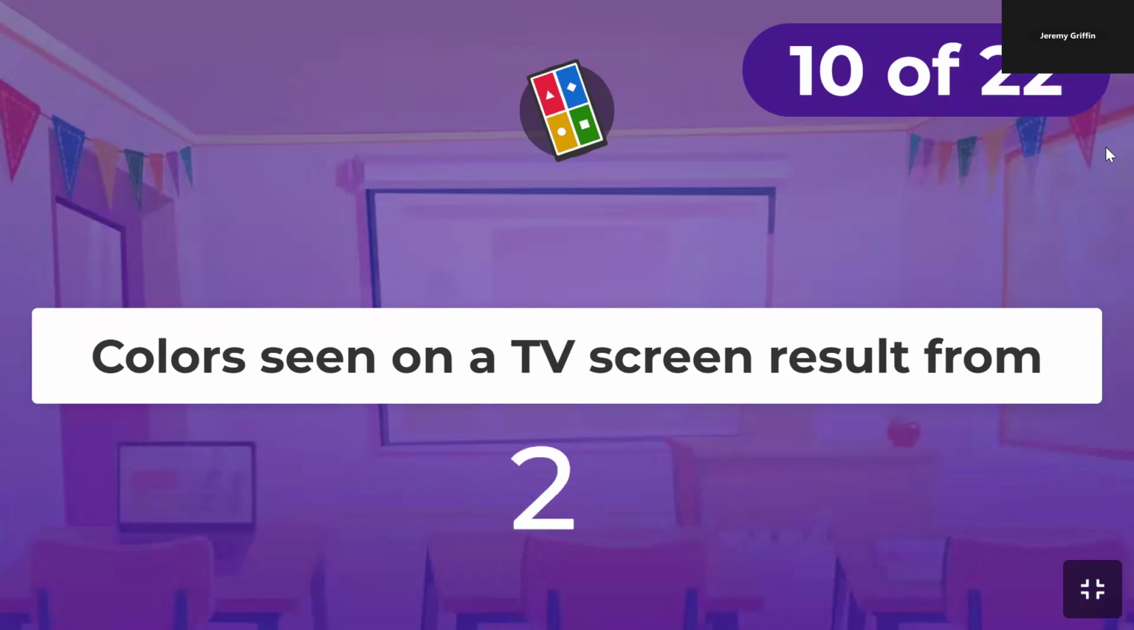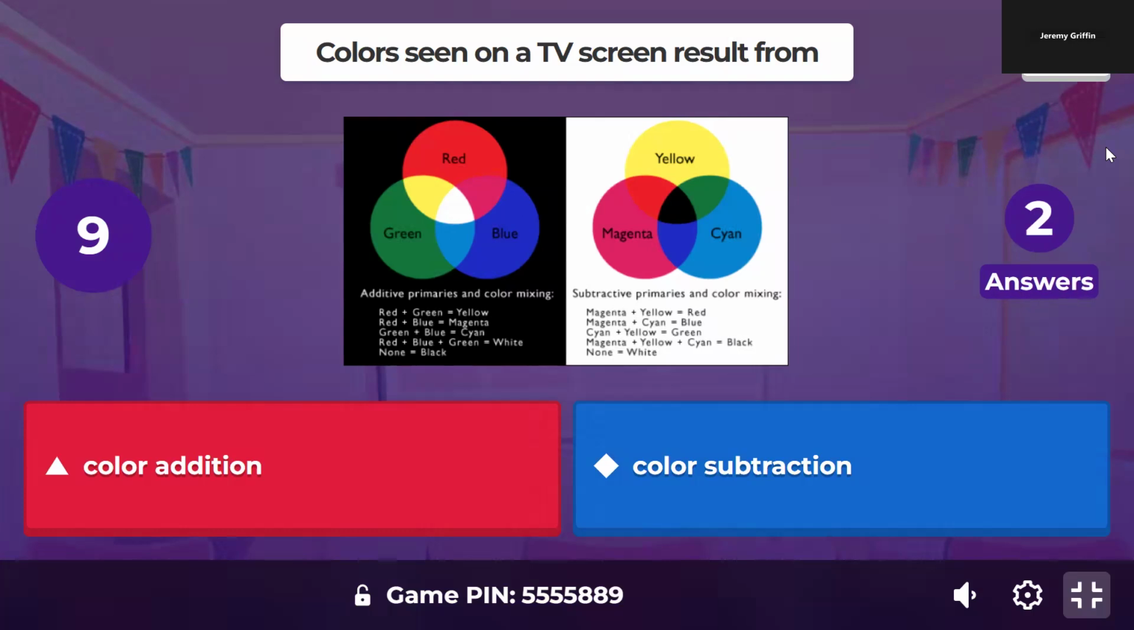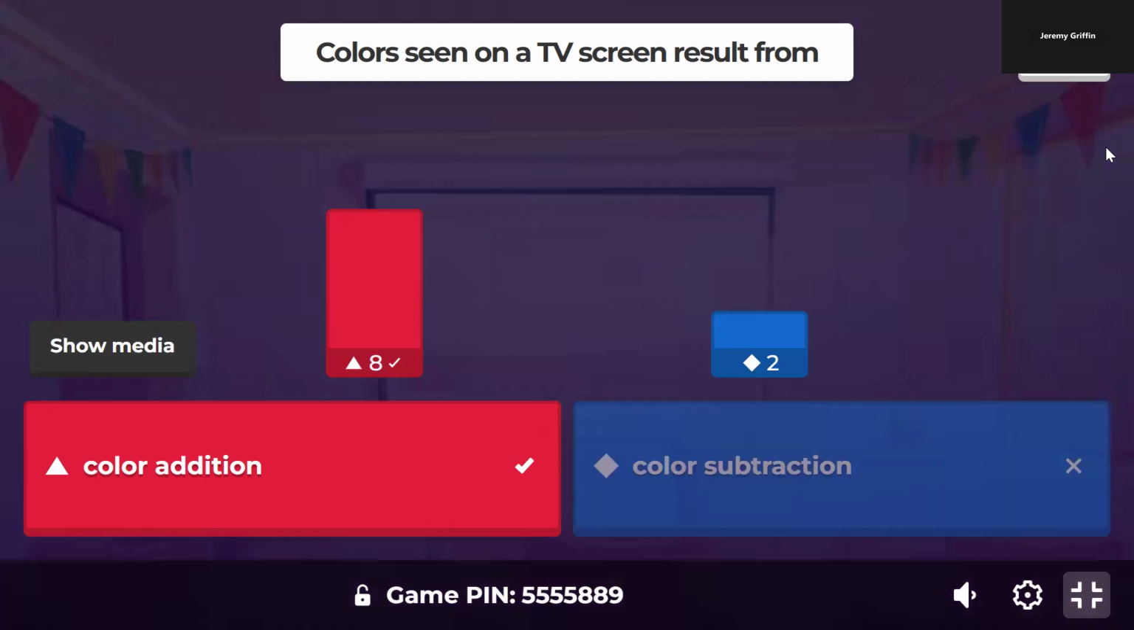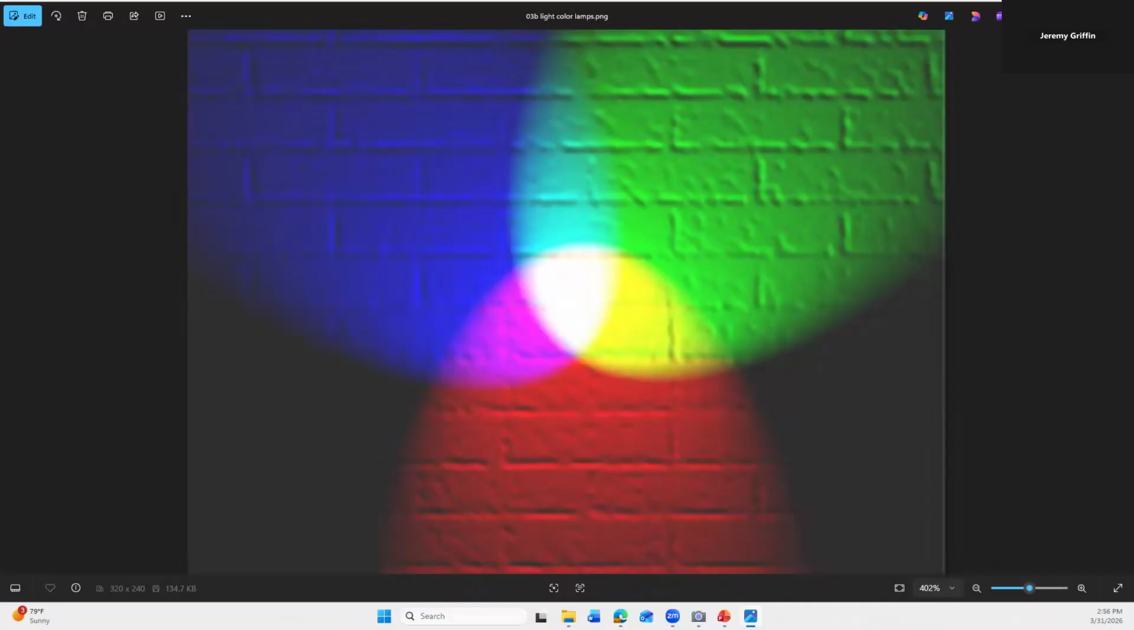Colors on a TV screen. Yeah, color addition. The more colors you add in, the closer it gets to white light. That's something that Isaac Newton figured out. If you put all the colors together with color addition, it makes white light. Like if you're seeing this white on the screen right here, is that because the red, green, and blue are all shining? Yeah, sure is.